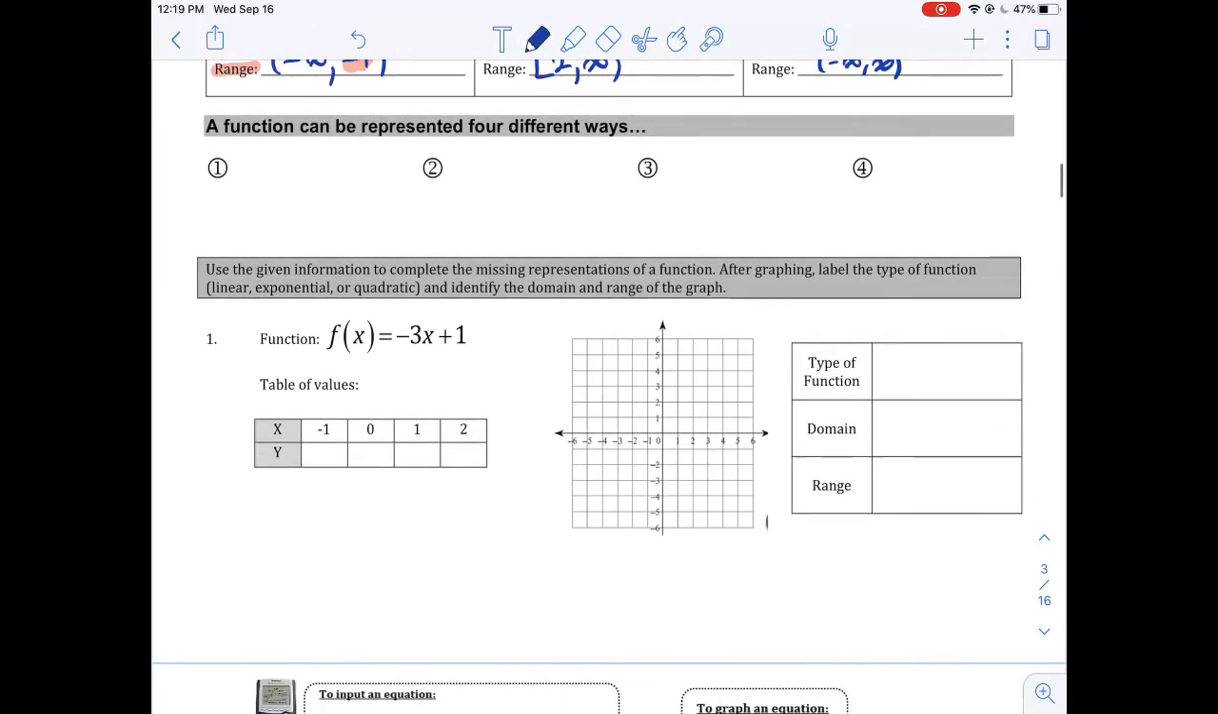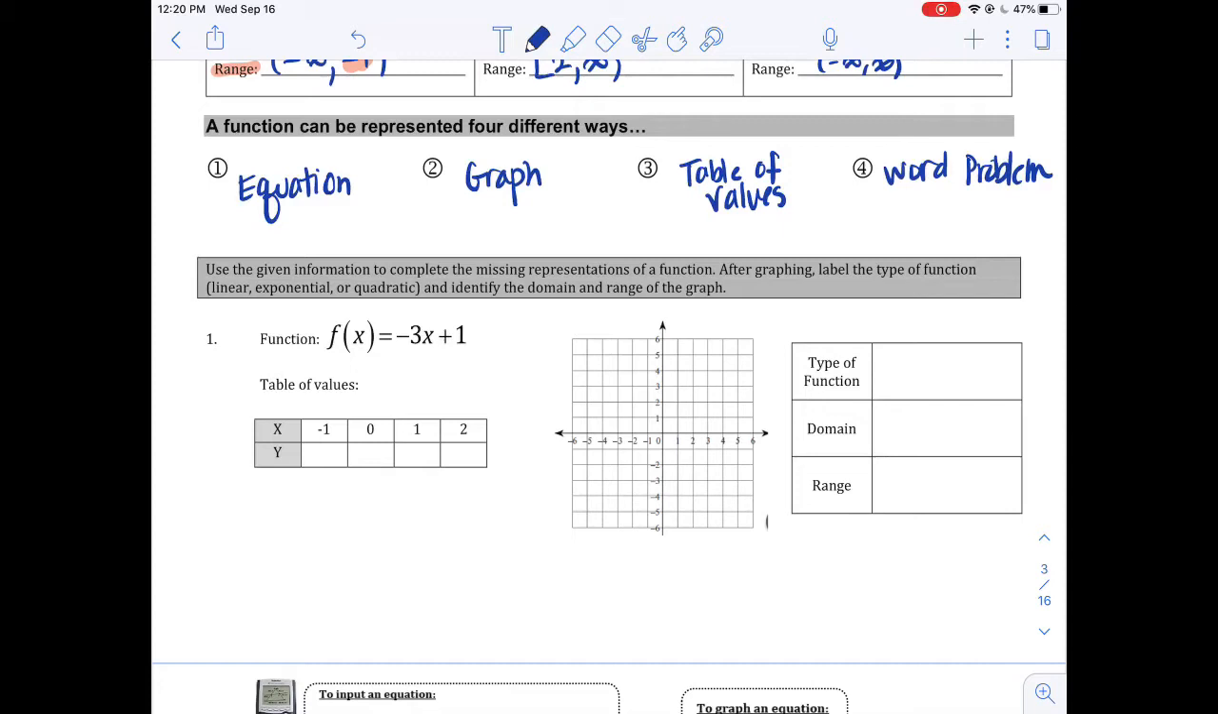So in Algebra 1, a function can be represented 4 different ways. And we're going to move between these different representations. So option 1 is it can be represented as an equation. It can be represented as a graph. A function can be represented as a table of values, or a function can be represented in a word problem.